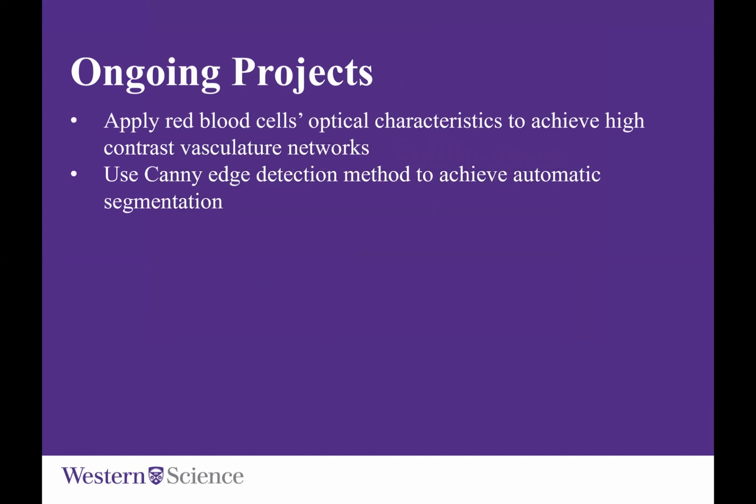There are many ways to get a good binary image from video. This summer, I tried two methods. Today, I use the second method as an example to introduce the ongoing project. This method has two important steps. Firstly, apply red blood cells' optical characteristics to achieve a high contrast vasculature network image. And the second is to use a scanning edge detection method to achieve automatic segmentation.